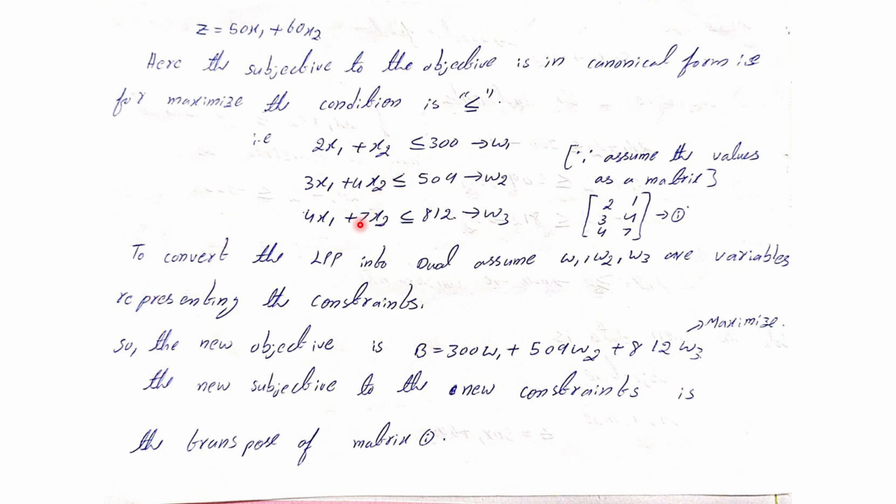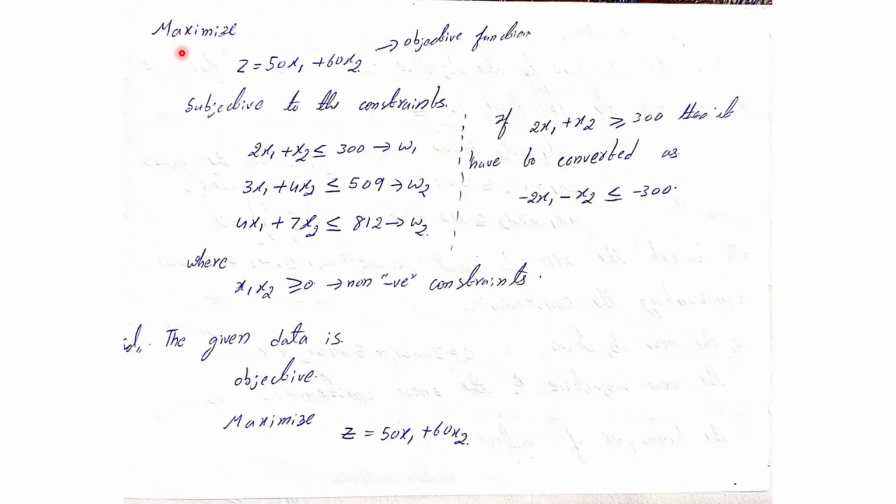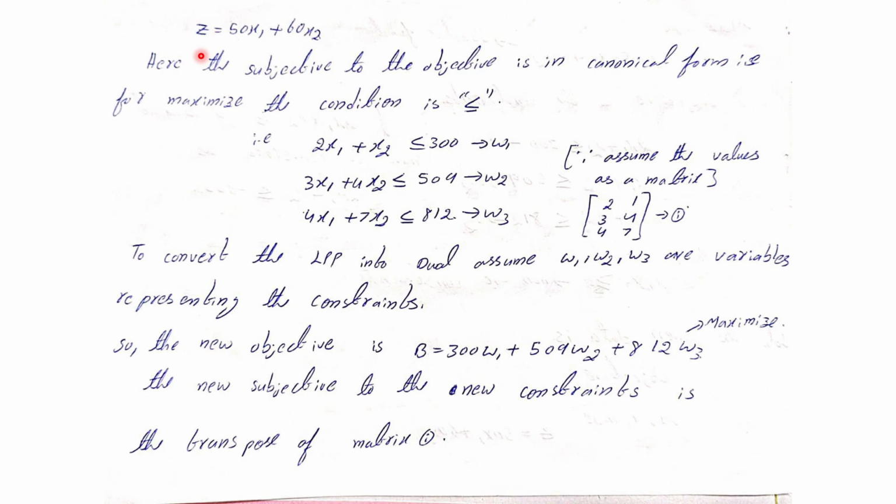From all the above information, now we have to write the new objective function. The new objective function that we get is b equals 300 W1 plus 509 W2 plus 812 W3. Here we get the objective function as this. It comes from the right-hand side of the less than or equal to conditions, that is 300, 509, 812.